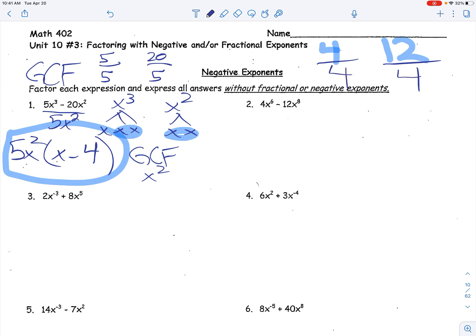That would be 4, right? The greatest common factor between 4 and 12 is 4, right? Another way to look at it is, write out the factors of 4. Think about what we did in the last unit: 1, 2, and 4. Write out the factors of 12: 1, 2, 3, 4, 6, 12. The biggest number they have in common is 4.